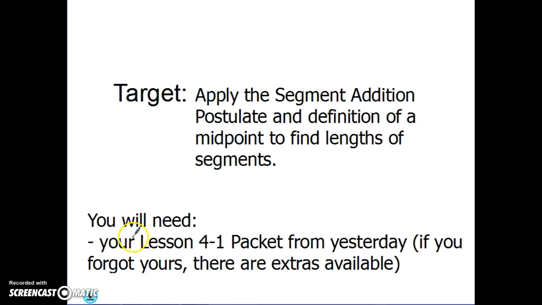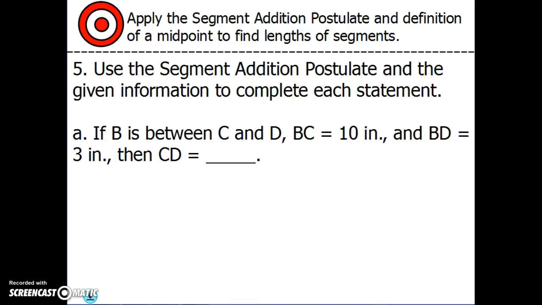To participate in this lesson, you will need your 4-1 packet from yesterday. Don't worry if you forgot yours, I left some extras with the substitute. Just ask for them, please, and follow along with the problems that are in it. Please make sure that you write down what's going on and you understand it. This is a video, so you do get to pause it if you need to and work on things. So please make sure that you maximize your learning. All right, so here we go.